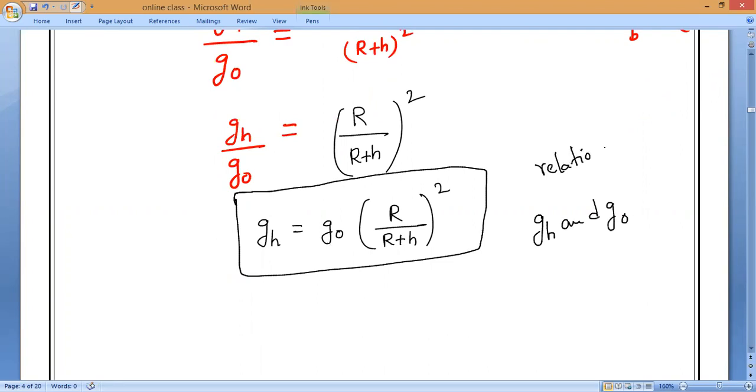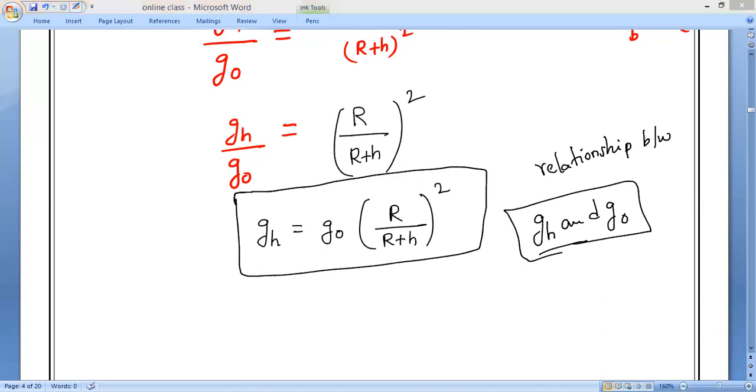Relationship between gh and g naught. Understand? For NEET and JEE, this is the basic thing which you should learn very carefully.